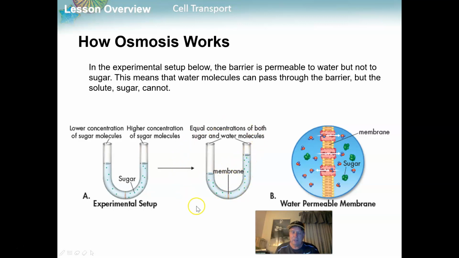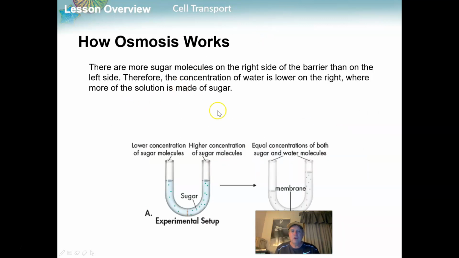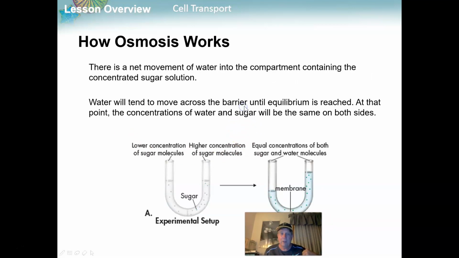So if you see this question on the state test, this has the same amount of water on both sides. There are more sugar molecules on the right side of the barrier than on the left side. Therefore, the concentration of water is lower on the right, or more of the solution is made of sugar. We just talked about that. There's a net movement of water into the compartment containing the concentrated sugar solution. So water will move from where there's less sugar and more water to where there's more sugar and less water.